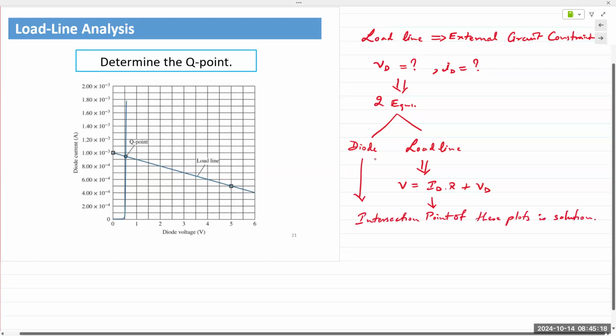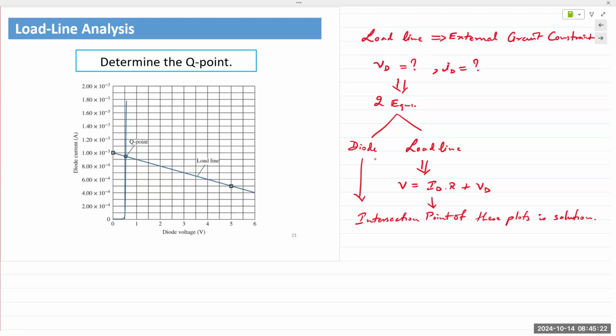I don't know what's happening with the screen right now. Let's see. Nothing's been changed since Friday.